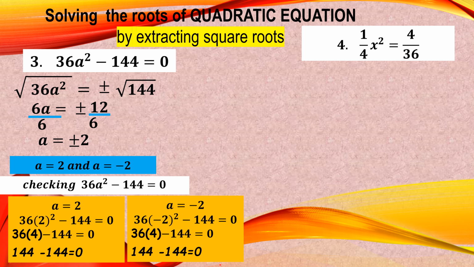Last one, number 4 is involving a fraction. It is still the same process. We need not worry as long as we apply the concept and the process. So we need to see if they are already perfect squares. Is 1/4 a perfect square? Yes, as well as the x squared. And then the 4 over 36, the 4 is a perfect square while 36 is also a perfect square. So, the next step, we need to extract the square root of both sides.